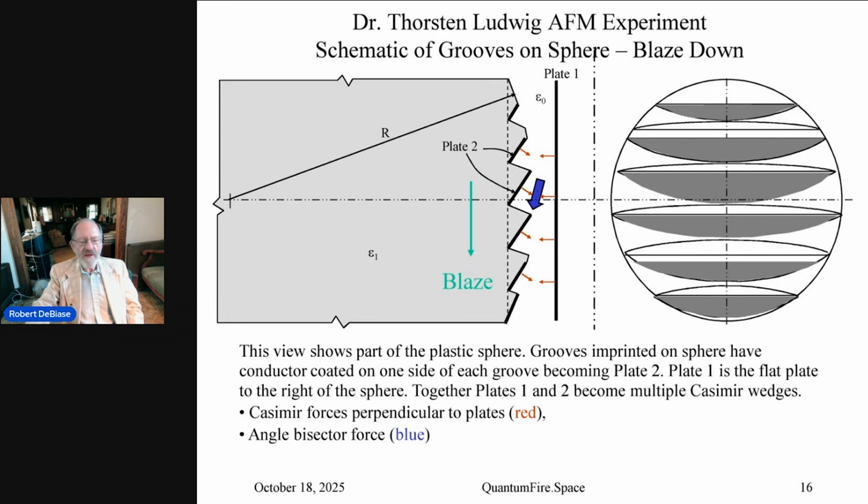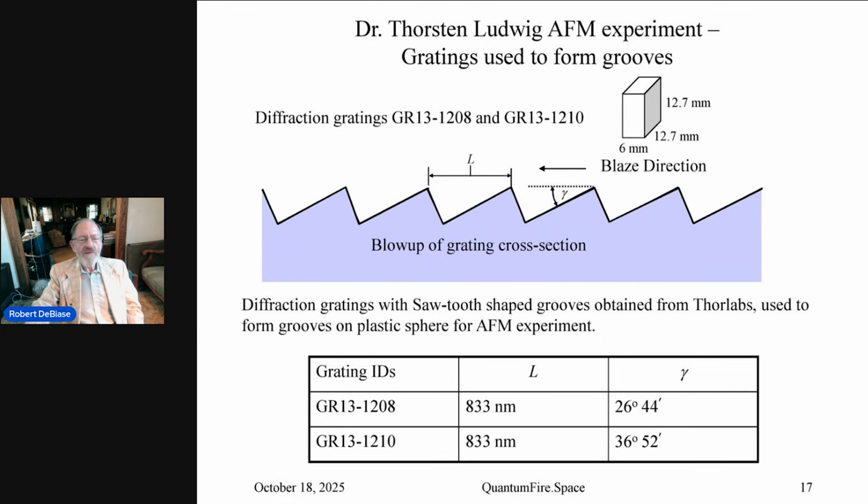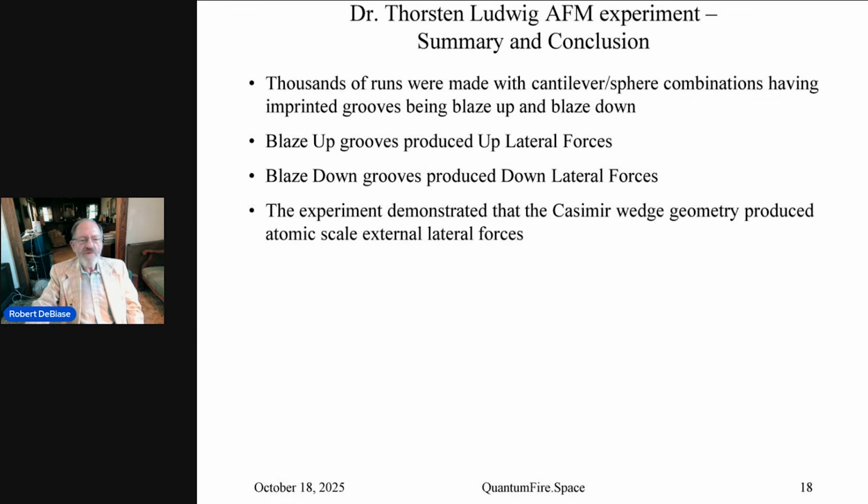And so this is a little bit more detail on how the ball was corrugated. This tells the kind of gratings that were used. Dr. Thorsten Ludwig did thousands of runs, and indeed, when the blaze was up, that is when the wedge angle pointed up, there was an up lateral force, and when the blaze was down, the grooves produced a down lateral force. So the experiment demonstrated that the Casimir wedge geometry produced atomic scale external lateral forces.